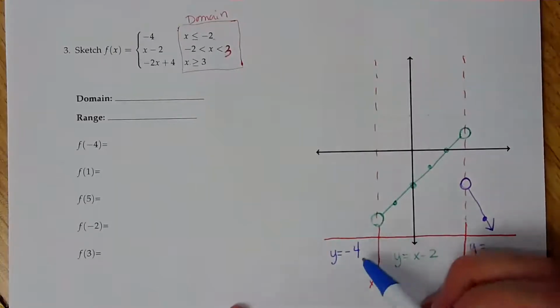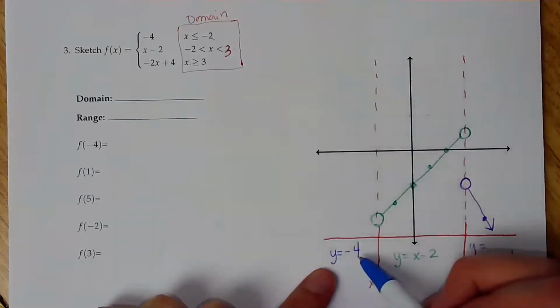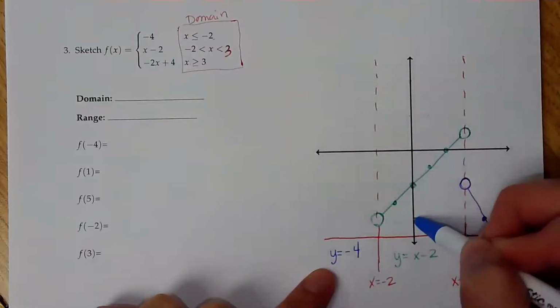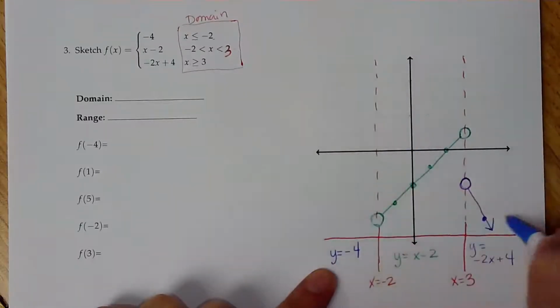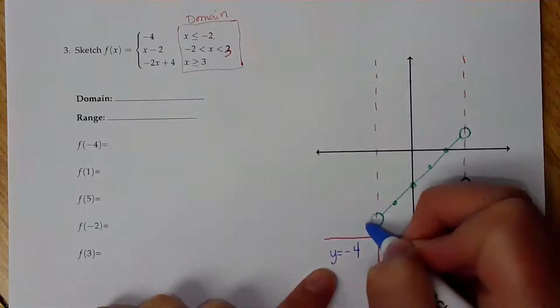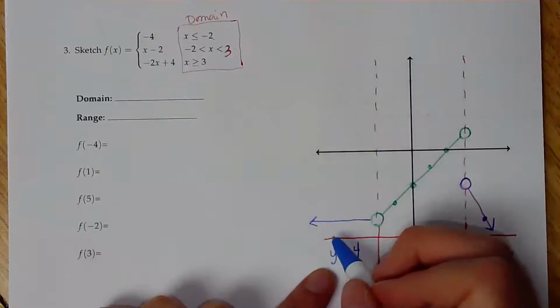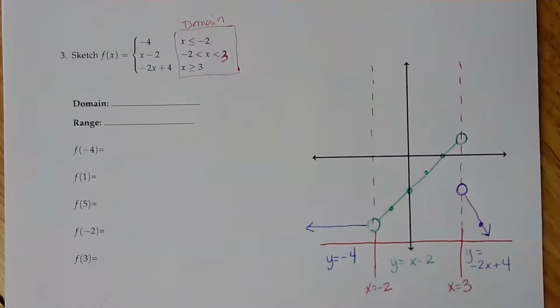And then let's come back and take a look at this. So this is y equals -4. So 1, 2, 3, here's y equals -4. And that's actually just a horizontal line. And we're only going to put that horizontal line on this part of the fence line here. So there's my y equals -4.